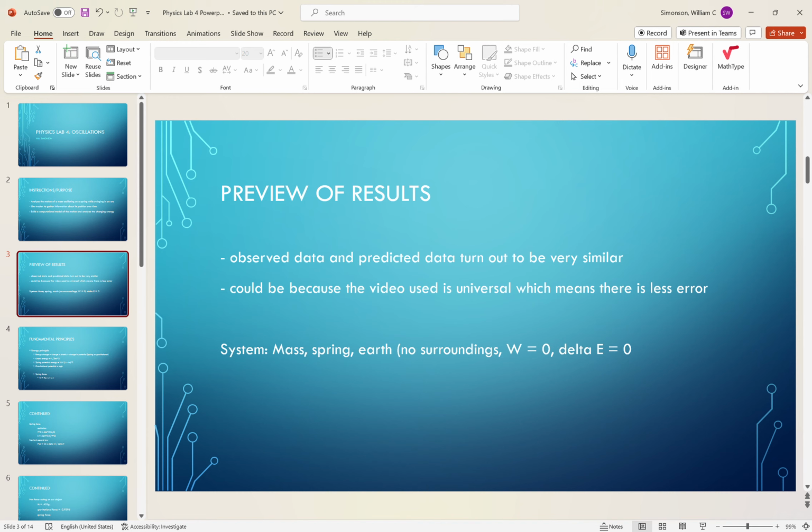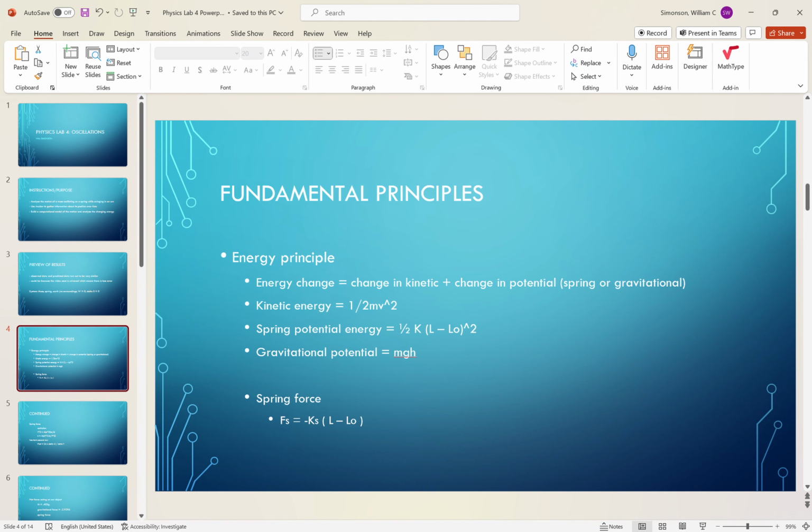The system is the mass, spring, and the Earth. There are no surroundings. The work is equal to 0, and the change in energy is equal to 0.